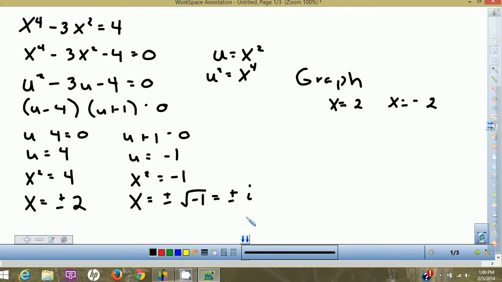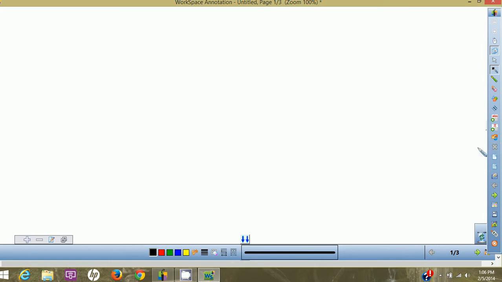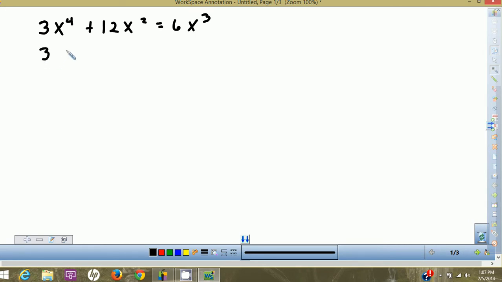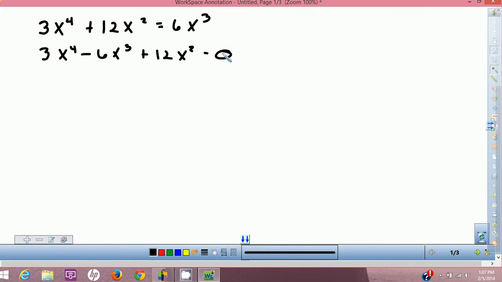All right, let's do one more example of these before we move on to something else. And this time we're going to start with, see if I can clear this off so we have a clear screen here, 3x to the fourth plus 12x squared equals 6x cubed. So there's my polynomial. First step, as usual, put it in standard form. 3x to the fourth minus 6x cubed plus 12x squared is equal to 0.